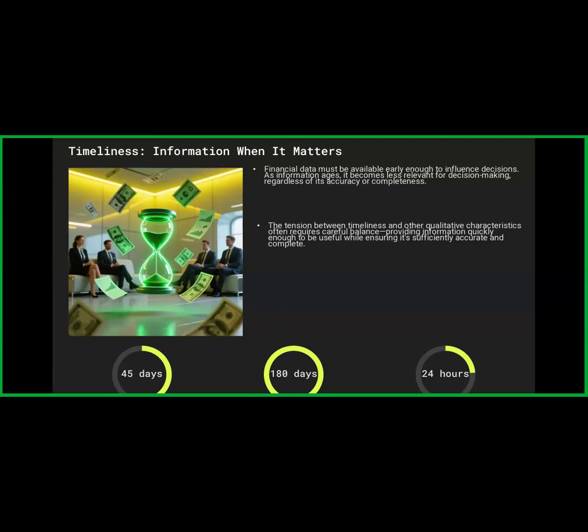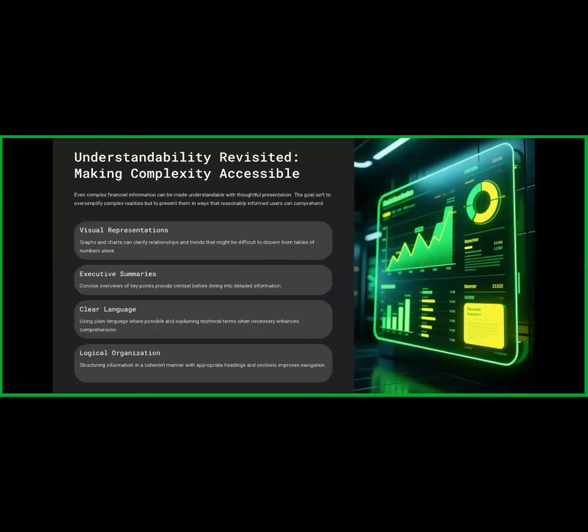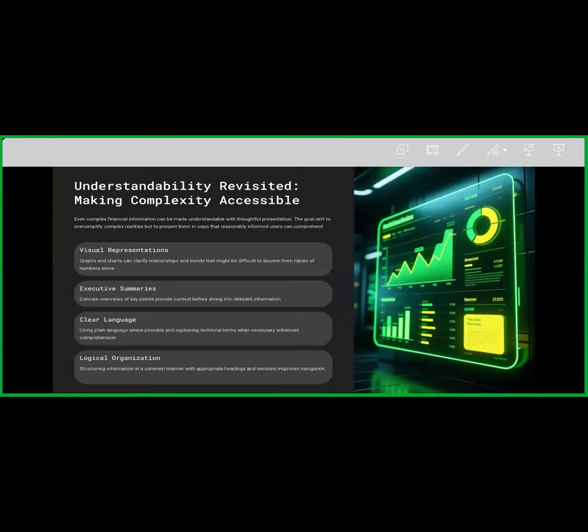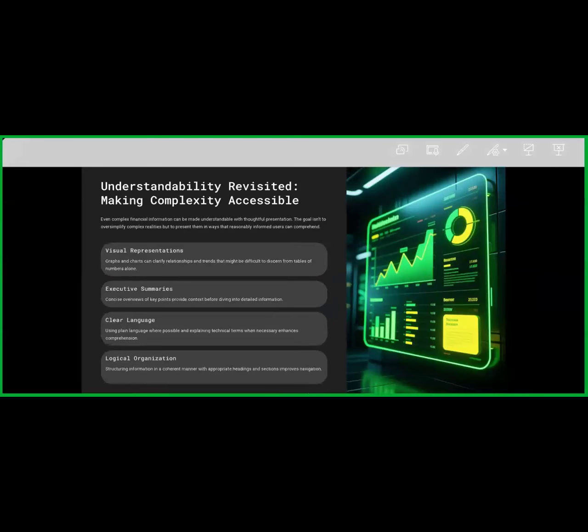If the data is not available, it is not possible for the different stakeholders, that is the investors, creditors and management, to take different decisions. So timeliness is one of the factors of importance of the financial statements.